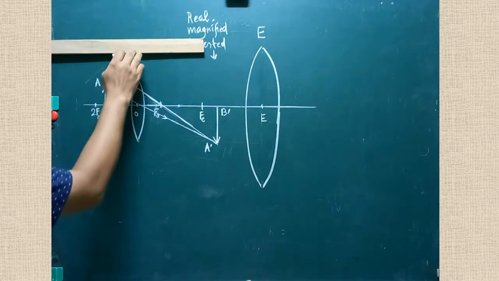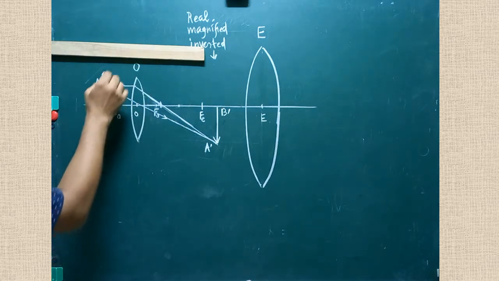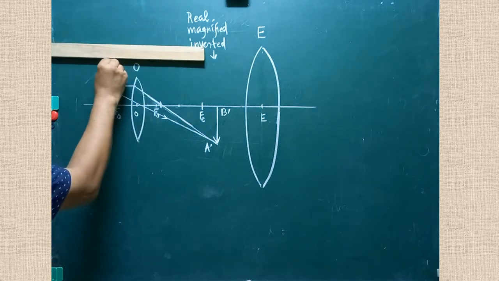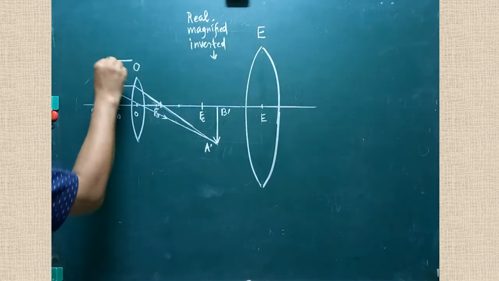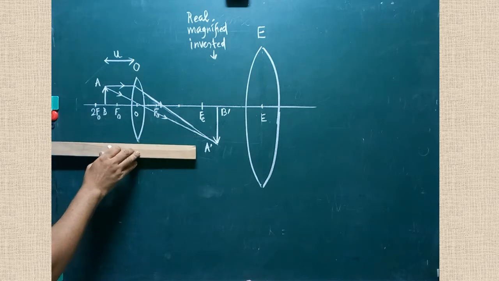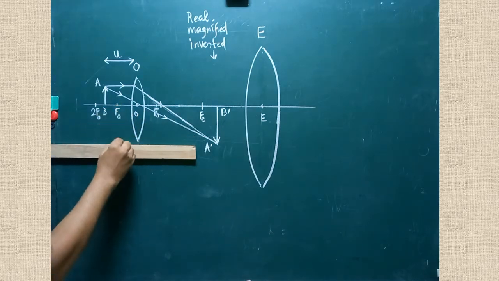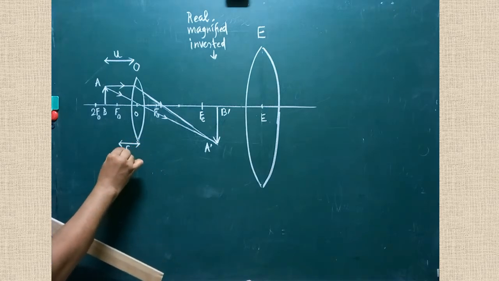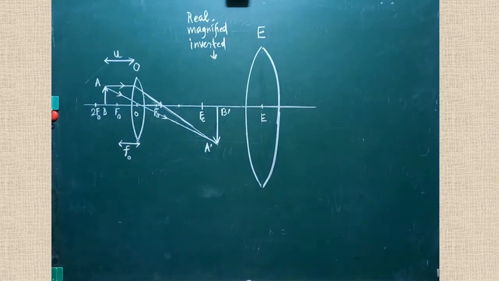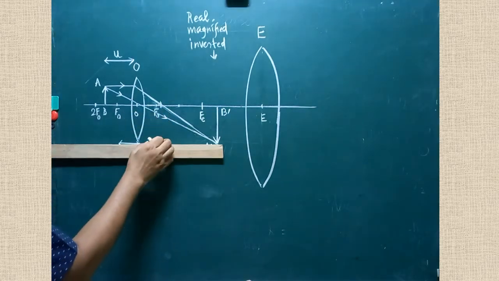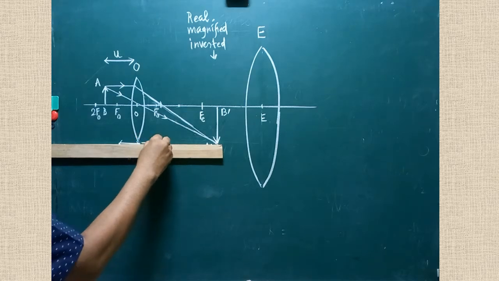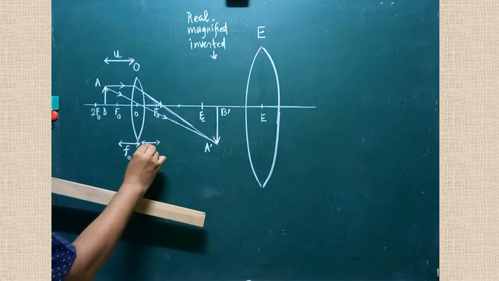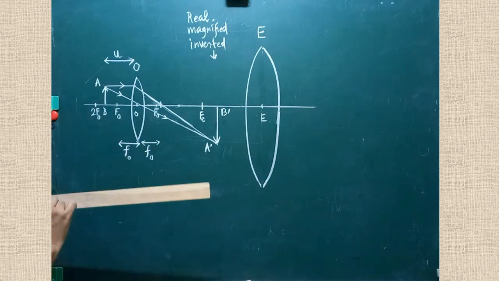This is the object now. So, right from here, that object is at a distance of u, that is called object distance. And then in between O and FO, another small distance is there. That is called focal length. That focal length can be written as FO, small FO. And this is also FO. Therefore, this distance also will be equal to FO. Any doubt on this?